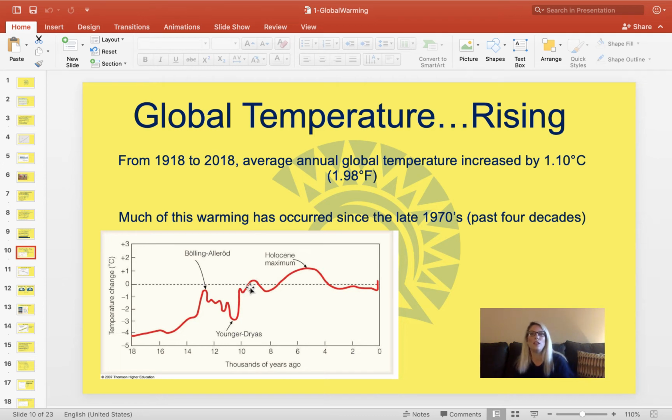So for us to say that our temperatures increased by 1.1 degrees Celsius is a big deal, because we don't experience these temperature changes in very large amounts. We're not going to see a 15-degree difference. We've never seen that. Just a couple of degrees actually matters.